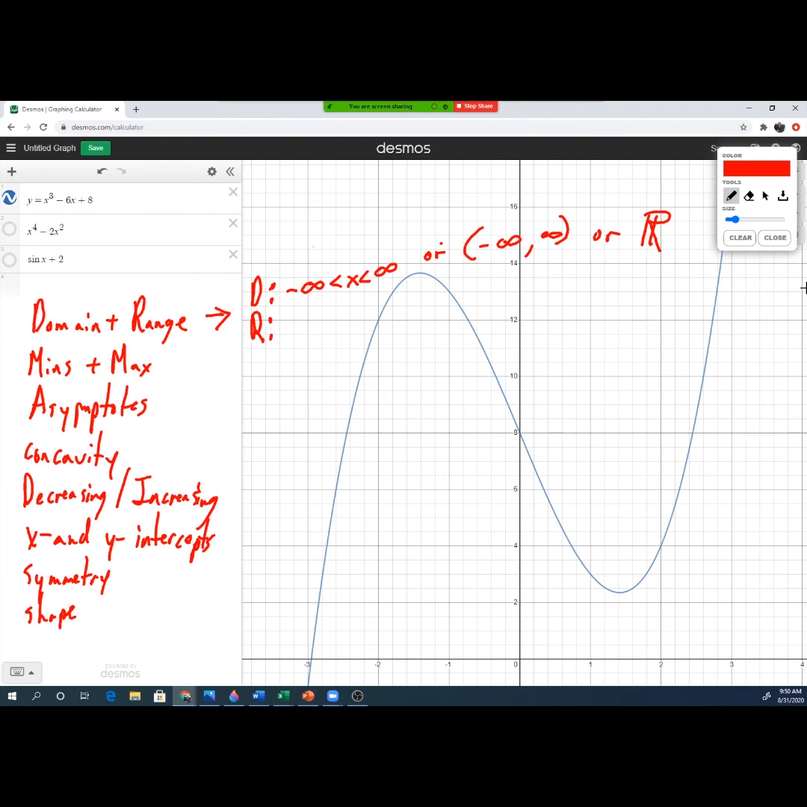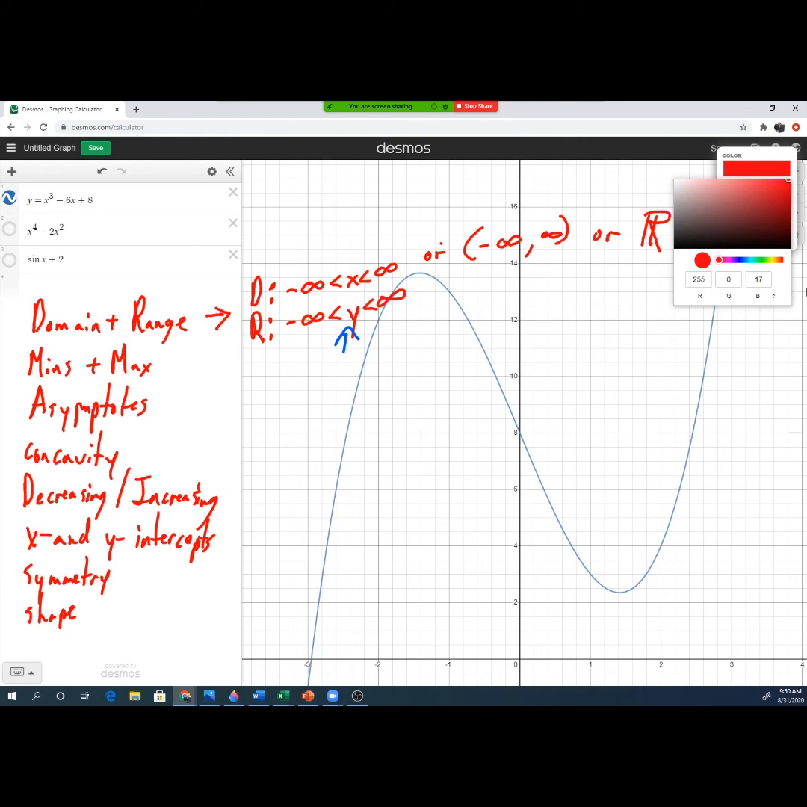All right, range. What is the range of this function? Negative infinity to infinity. Same thing, and I'm not going to rewrite it all the different ways this time. Notice the most important difference is we now have a y instead of an x.